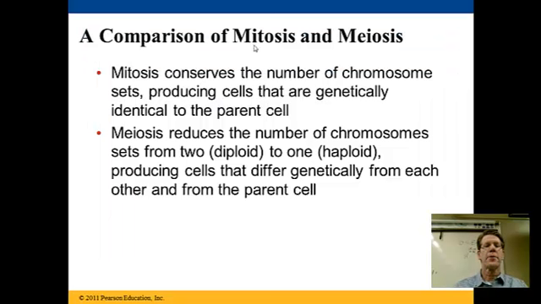A comparison of mitosis and meiosis. Mitosis conserves the number of chromosomes. So in other words, we want to keep this number at 46. We do not want to change that. Meiosis reduces the chromosome number from 2 sets down to 1 set for each cell. So we're looking at 23.